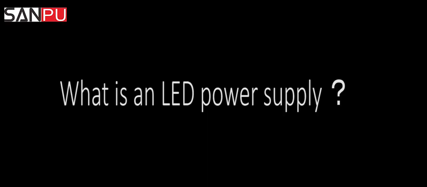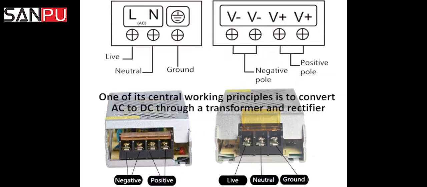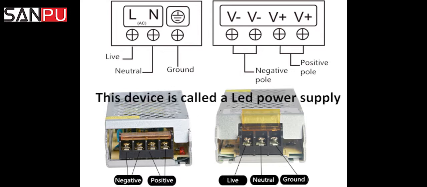What is an LED power supply? The LED power supply is a device for supplying power to the LED product. One of its central working principles is to convert AC to DC through a transformer and rectifier. This device is called an LED power supply.